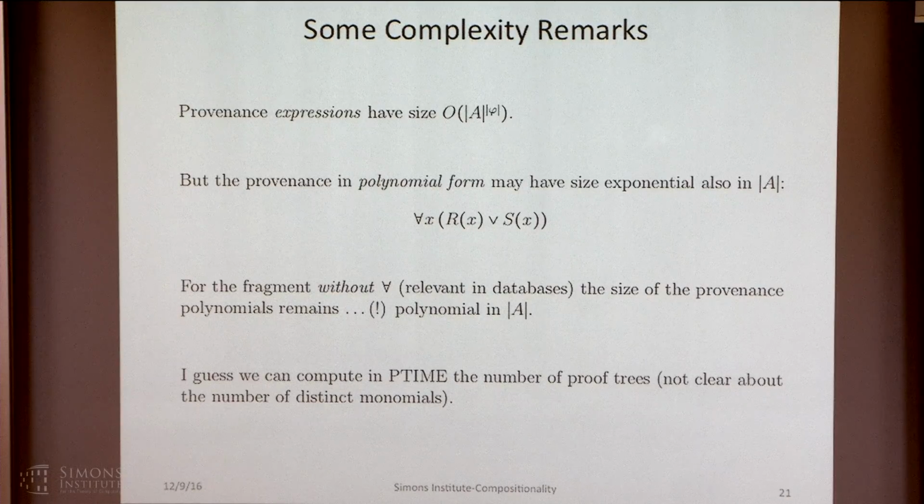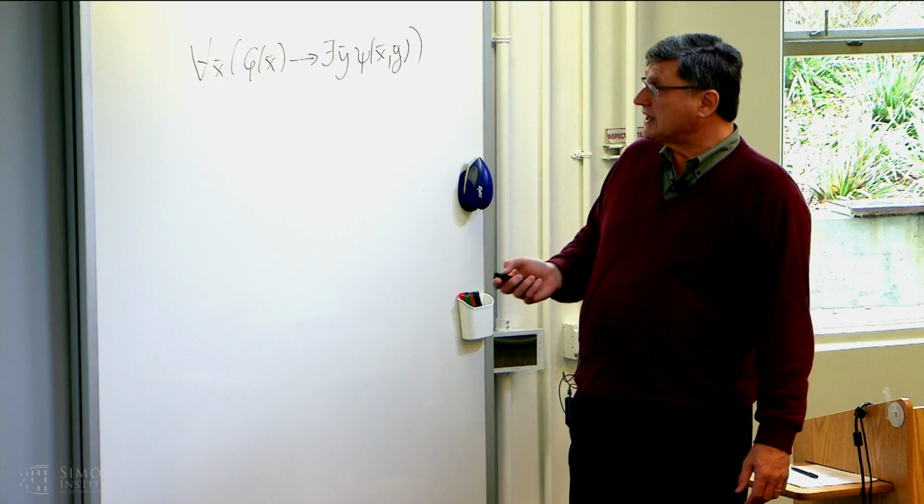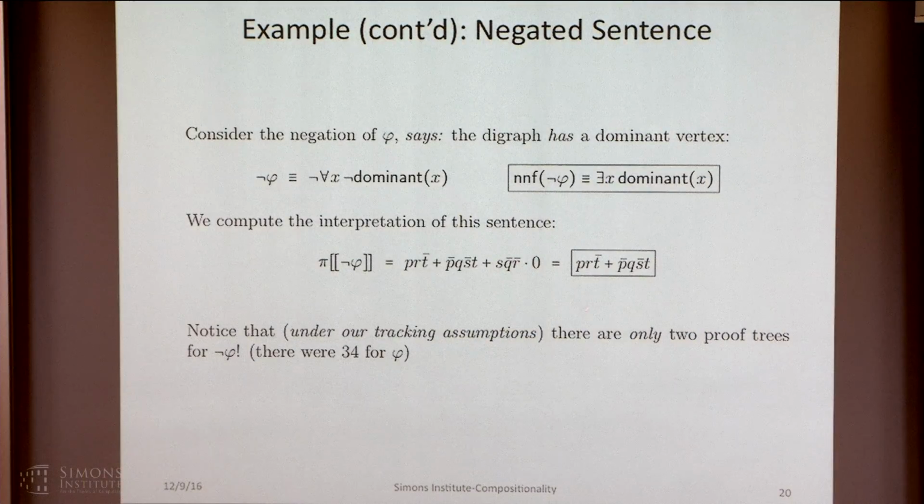However, for the database relevant things where you don't have universal quantification. Oh, sorry. Dumb question. I missed something. I thought you had 34 proofs that nothing was dominant and 2 proofs that something was dominant. What did I miss? This sentence is the negation. So this is the sentence that says something is dominant.